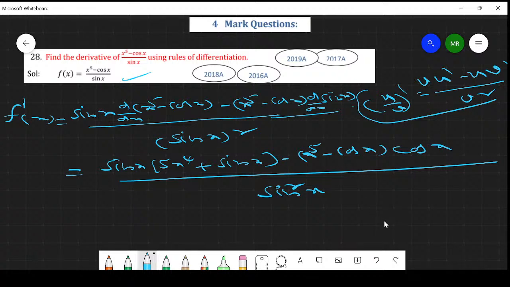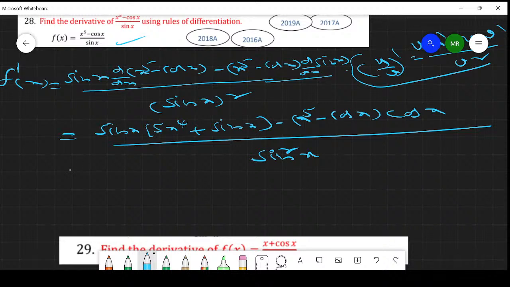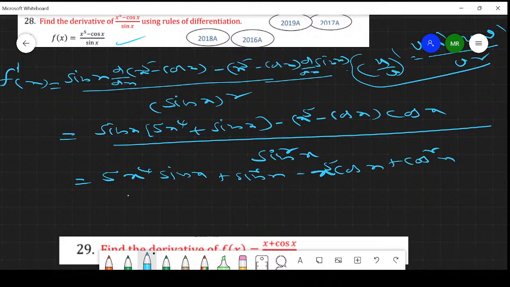Now we will expand the numerator. The terms I can expand. You can see here I can write 5x power 4 sin x, and this will be sin square x. This will be minus x power 5 cos x, minus x power 5 cos x, minus minus plus cos square x by sin square x.